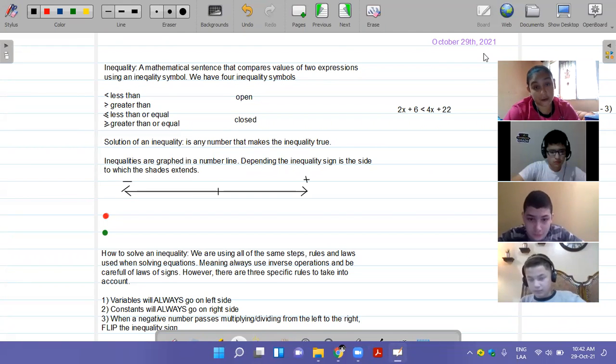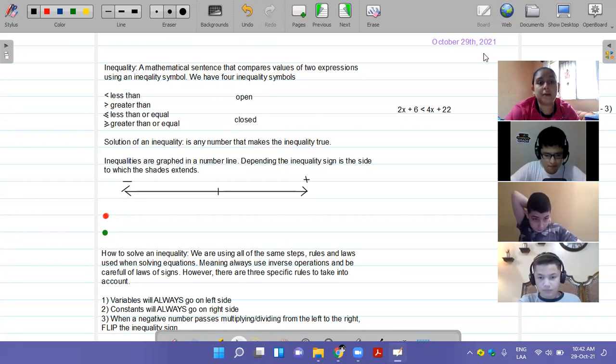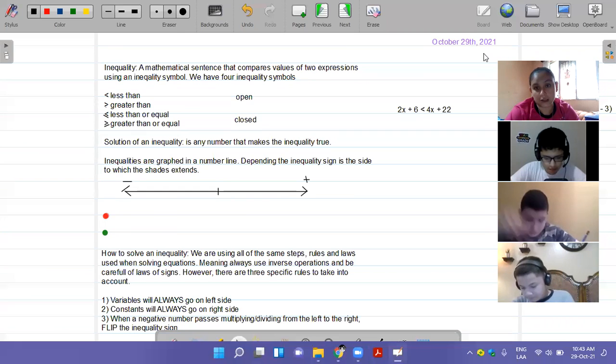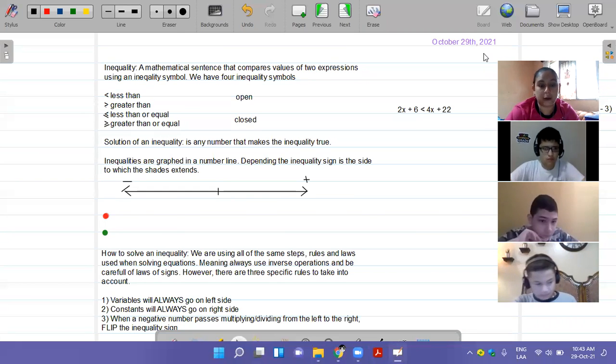This is the first topic for the second partial, week 1, day 3. Remember to leave an empty space at the top and at the very right corner to write the date. Today is October the 29th, 2021. As usual, we're going to begin with some definitions.